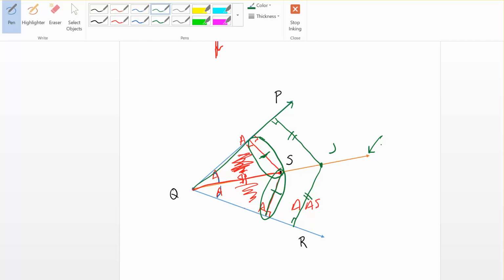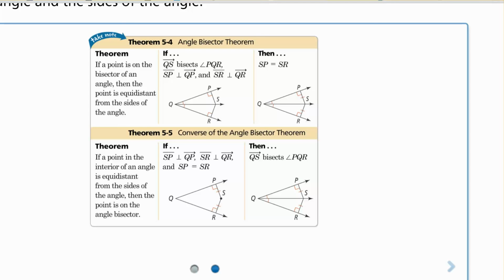And that's going to be the next theorem, which is theorem 5.4. So here's theorem 5.4, the angle bisector theorem, and then the converse of 5.4, which is the converse of the angle bisector theorem. 5.4 says if a point is on the bisector of an angle, then it's equidistant from the sides of the angle, and we just did that in our picture. The converse says if we have a point that is equidistant from two sides of an angle, then it has to be on the angle bisector. And we'll take a look at a problem here that shows that.